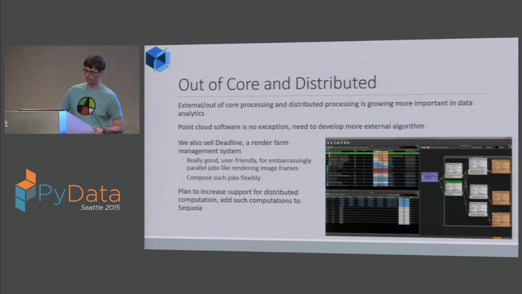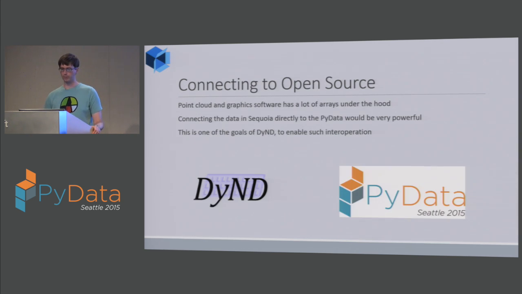In point cloud software, that sort of splitting has to be some kind of spatial criteria generally, and so we're working on our different algorithms to make them work nicely in that. The screenshot here is of Deadline, which is our render farm management system, and we're integrating with that to improve its ability to do distributed computing style things and mix it up with our Sequoia processing.